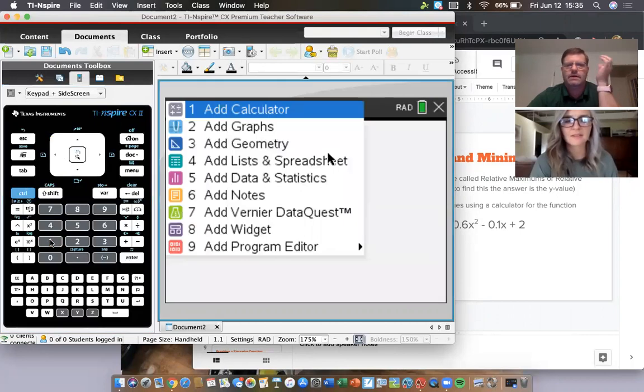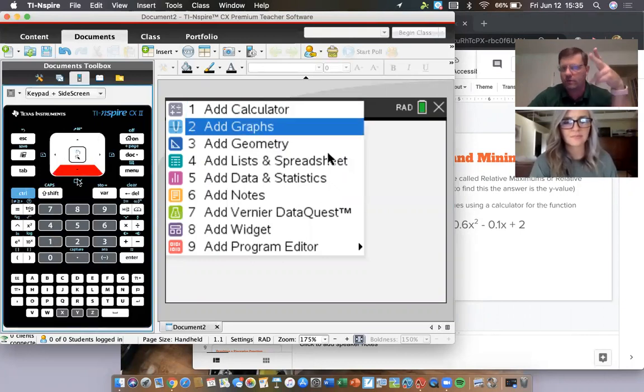Okay. And now I have a new document. We'll talk about what we do when we have multiple things going on at the same time in the Nspire, but right now we're only going to worry about making a graph. So I could arrow down to graph, or I could have pressed 2. I don't care what you do.